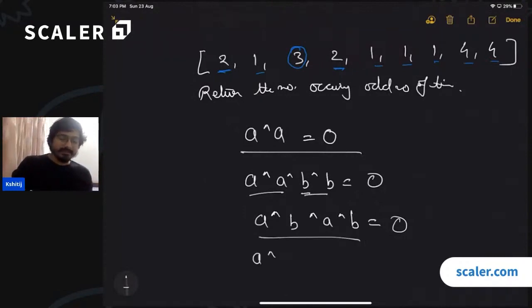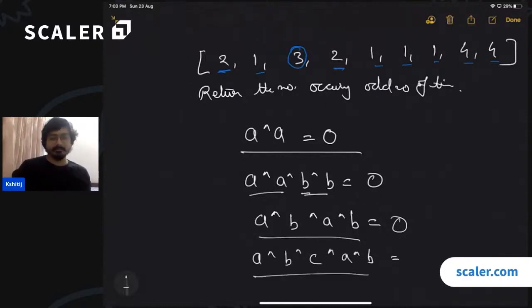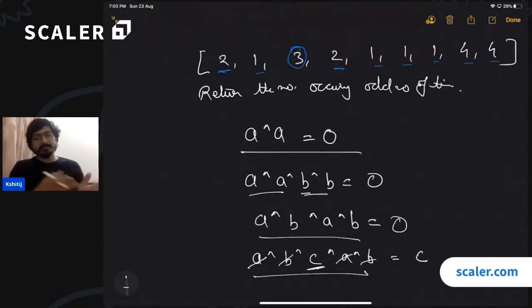Now, if you just add a C in between, what will be the answer now? The answer now is going to be C because A and A cancel out, B and B cancel out. So only C is remaining. So if all the numbers are occurring an even number of times and you take the XOR of all of them, they all will be reduced to 0.